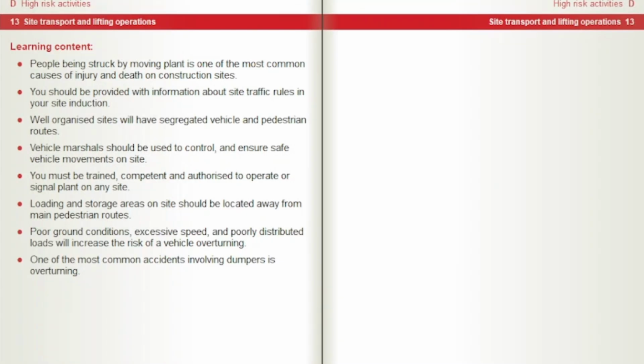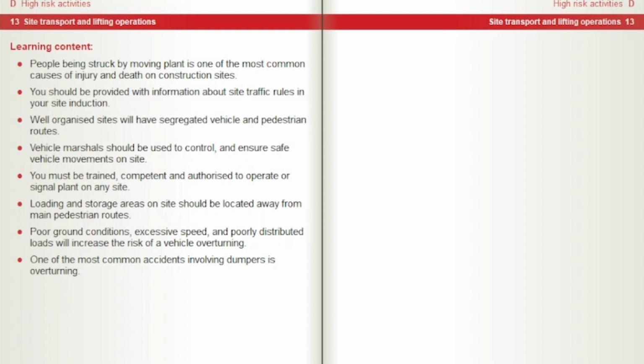People being struck by moving plant is one of the most common causes of injury and death on construction sites. You should be provided with information about site traffic rules in your site induction. Well-organised sites will have segregated vehicle and pedestrian routes. Vehicle marshals should be used to control and ensure safe vehicle movements on site. You must be trained, competent and authorised to operate or signal plant on any site.